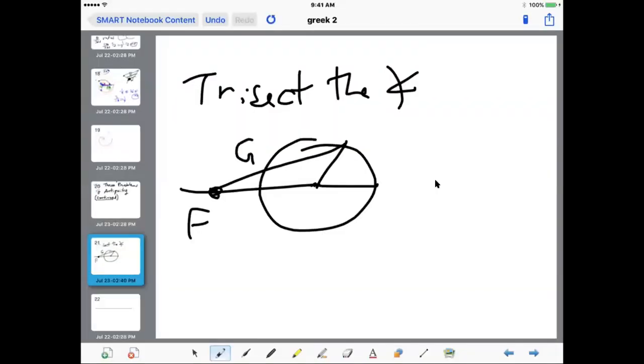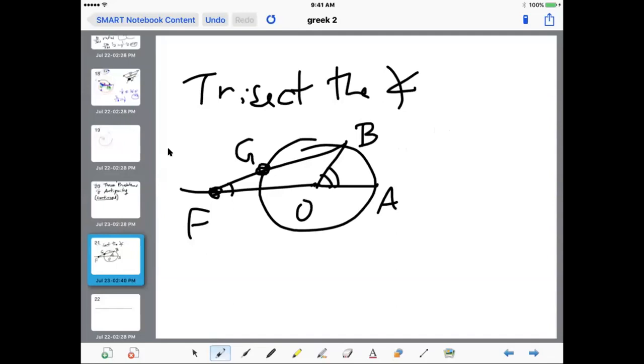Here we go. So this was the Archimedes approach. Anyone want to refresh our memory? How do we know that F is in the right place? How could I verify what would make F in the correct place so that this angle is exactly 1/3 of that angle?